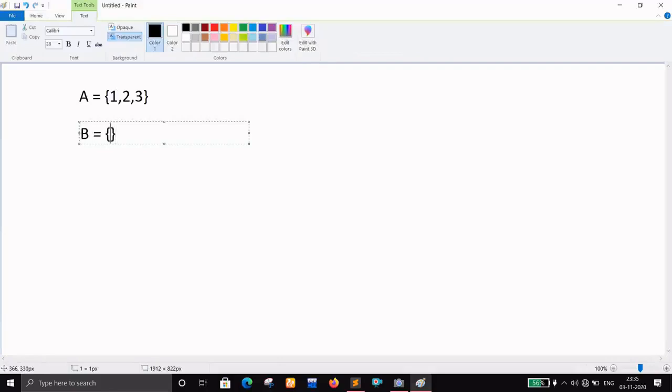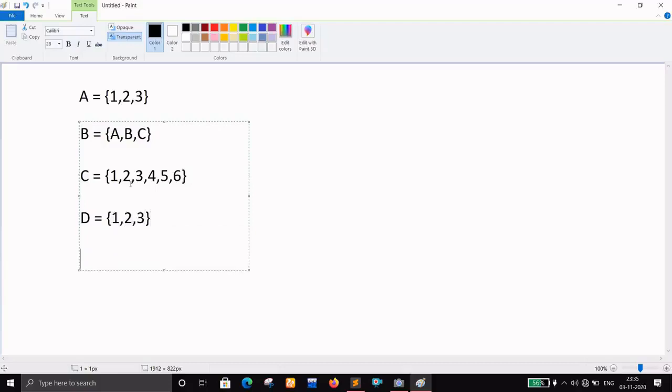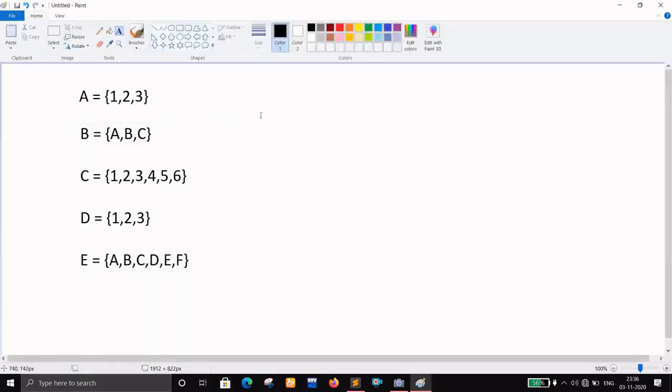We have set B, which has A, B and C. We also have a set C, which has 4, 5, 6. We have another set which has 1, 2, 3. We have another set as A, B, C, D, E, F. Okay. Now, what are equivalent sets?